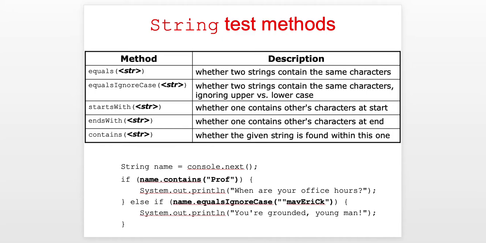And so using these methods is basically a replacement for the equals equals or the greater than or equal or less than or equal. It's basically like those operators for integers, but now for strings. These are the equivalents.